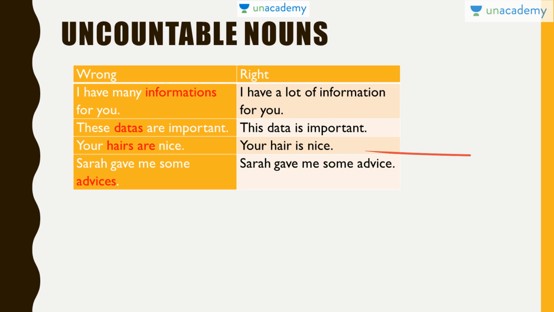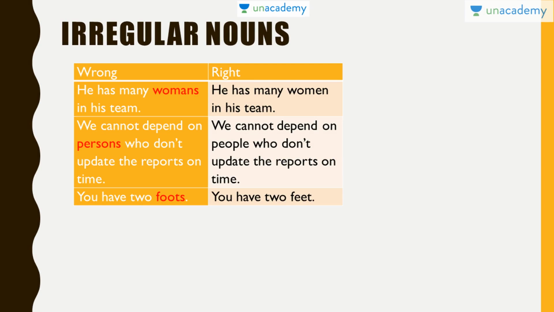Sarah gave me some advices. That's incorrect. Sarah gave me some advice. Even if she's given you, let's say, 5 pieces of advice, you would say she gave me some advice because you're not really counting that. So that's number 1. Number 2 is irregular nouns.